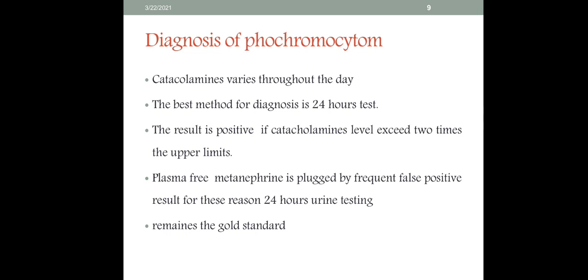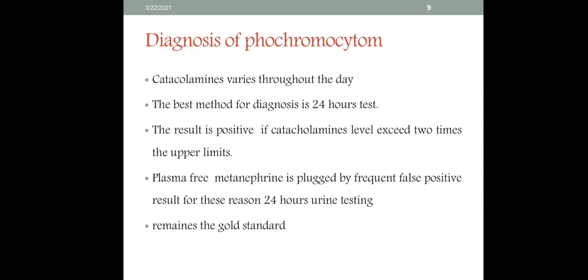Catecholamines vary throughout the day, so the best method for diagnosis is the 24-hour test. Because of variation during the day, sometimes they are increased and sometimes decreased. To avoid this, we measure the sample in a 24-hour urine collection. The result is positive if the catecholamine level exceeds 2 times the upper limit. We say that the patient has pheochromocytoma when we measure the catecholamines and find them more than 2 times the normal upper limit.